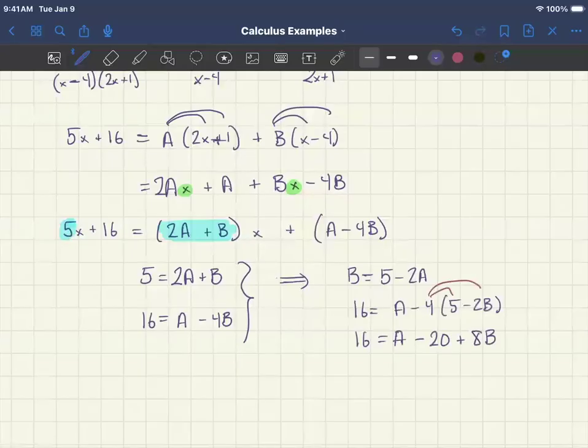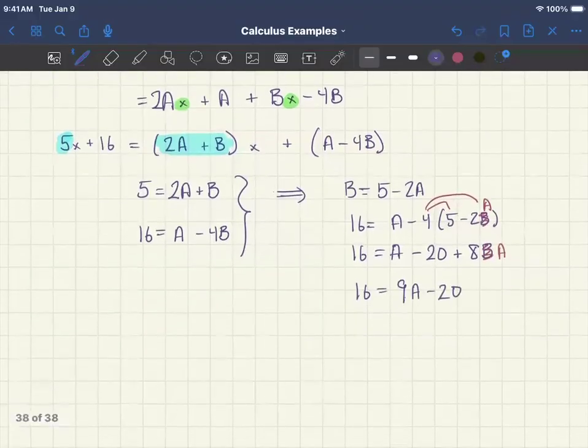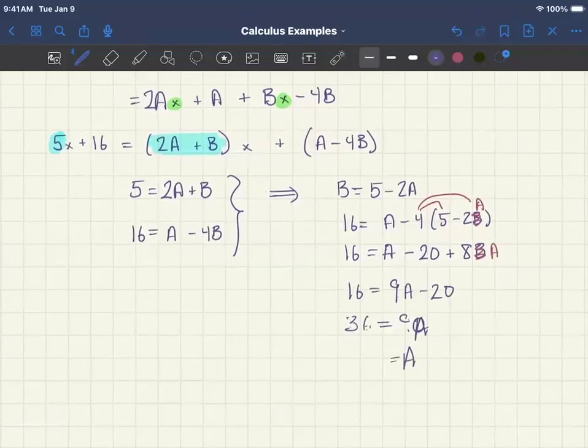Oh, I made a typo here. That B should be an A, and I do apologize. There we go. All right, so let's write this up again. We have 16 is equal to 9a minus 20. So that gives us 36 is equal to 9a, or a is equal to 4. So that is our a value there.